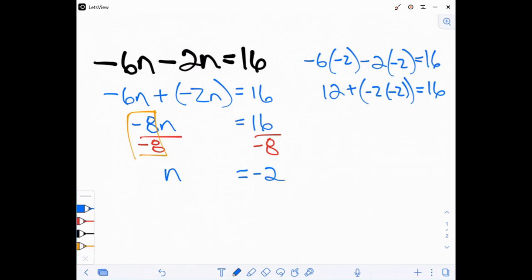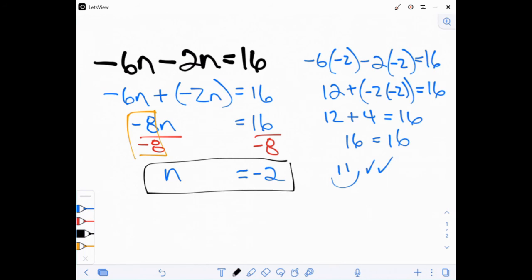Okay, I just rewrote it, subtraction as addition, to make it easier to understand. 12 plus negative 2 times negative 2 is 4 equals 16. And in fact, 16 equals 16. I'm good. Check, check. This is a true equation. 16 equals 16, so I know n equals negative 2.